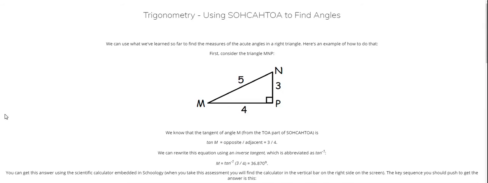Okay, so this assignment, trigonometry, using SOHCAHTOA to find angles, and we're going to go over this step by step so that you understand how to do this. And I'm actually in the process of making a video of this, which I will post to our Schoology folder.